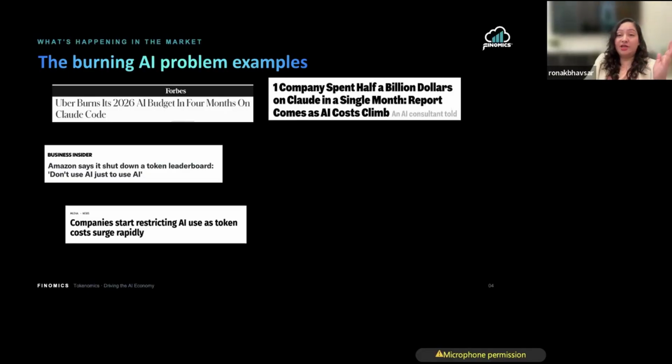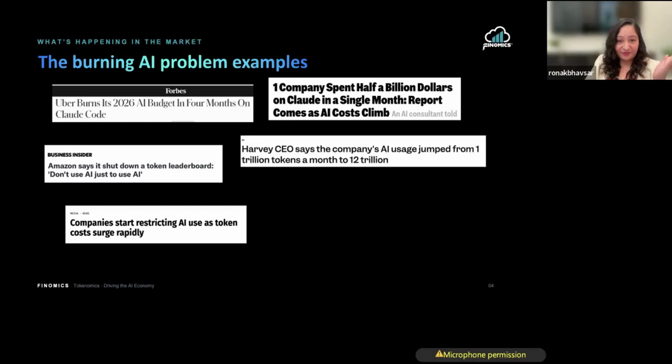Some unknown company spent $500 million on Claude in a single month. AI usage jumped from 1 trillion tokens a month to 12 trillion. That's a lot, right?